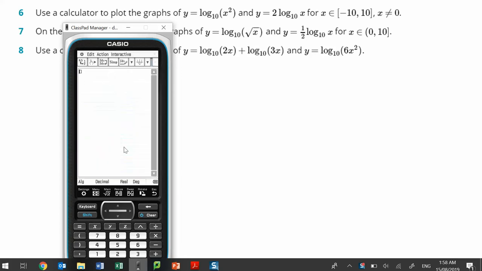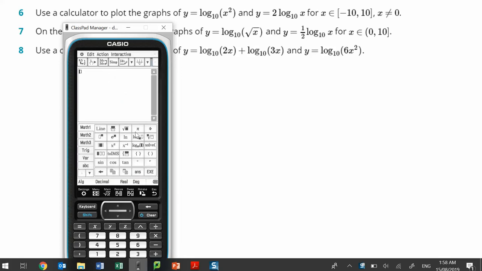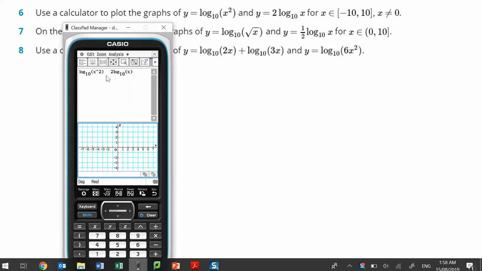What I'm going to do first is go to my CAS calculator, Maths 1. I'm going to use this log button. You want log base 10 of x squared. I'm going to graph this, and we want to graph another one, so I'm going to use the drag and drop feature. I want to graph log base 10 of x with a dilation factor of 2 from the x-axis. So you're going to graph both. That graph looks like that, and the other graph looks like this.